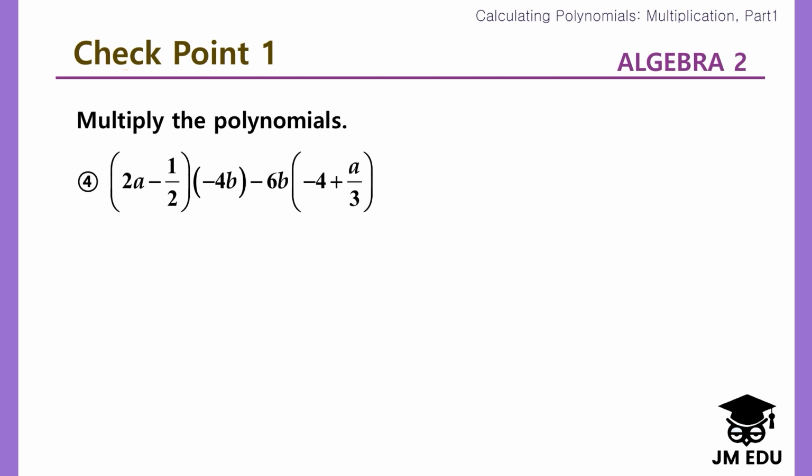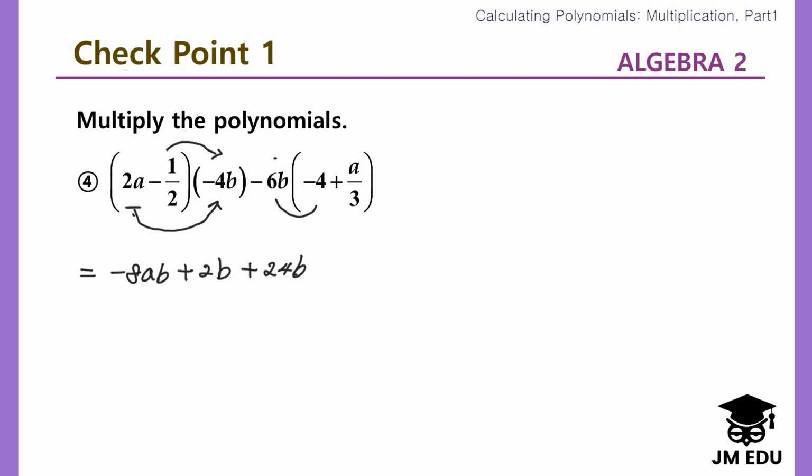Number 4. This time, we have a binomial times monomial, right? So let's try this. 2a times negative 4b. That's going to be negative 8. A times b is ab. And we have negative 1 over 2 times negative 4b, right? Negative times negative, positive. 1 over 2 times 4, that's 2. So that's going to be plus 2b. Negative 6b times negative 4, that's plus 24b.